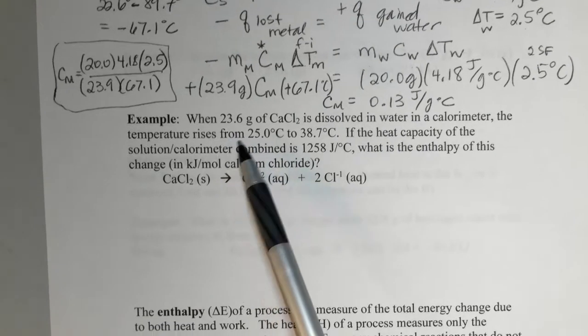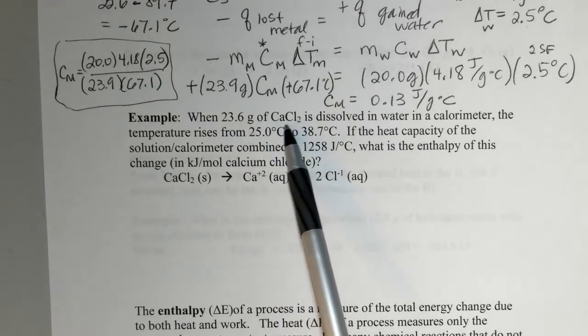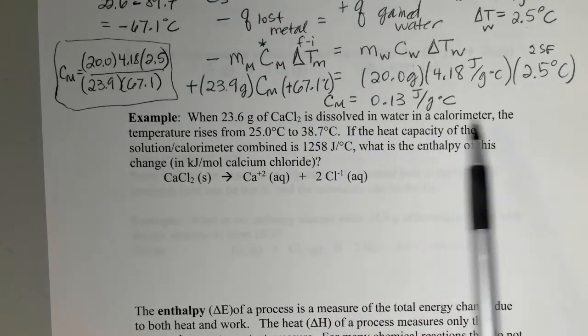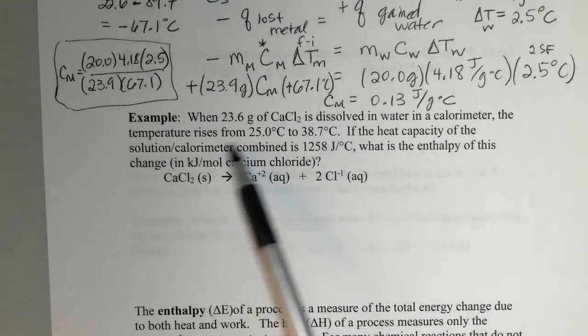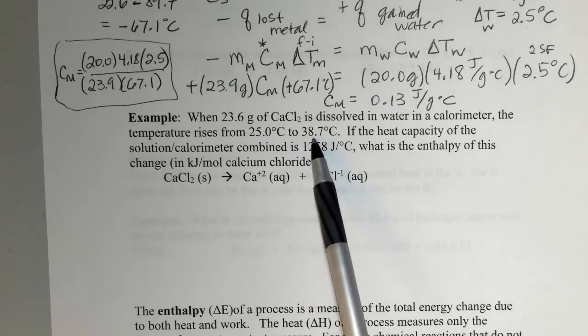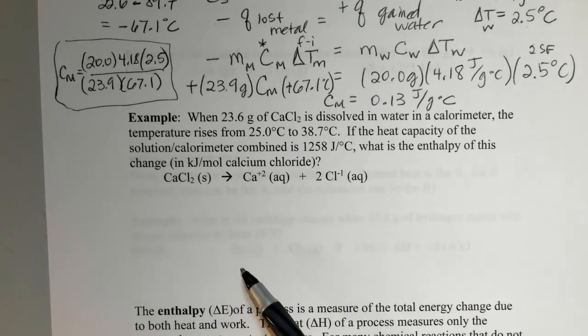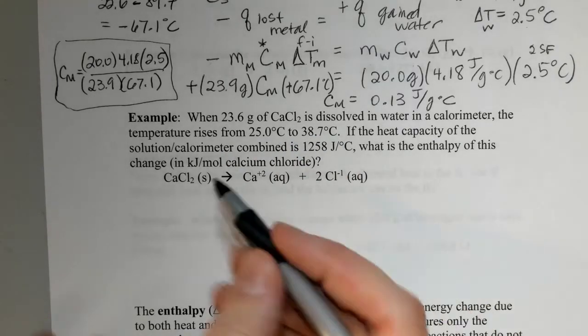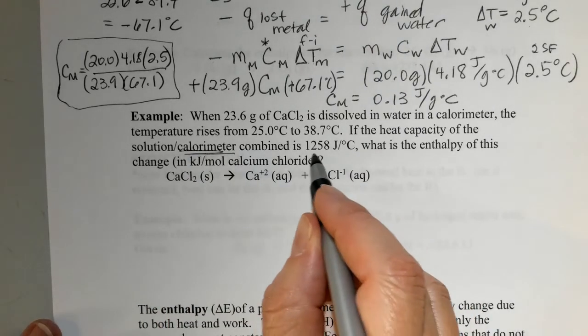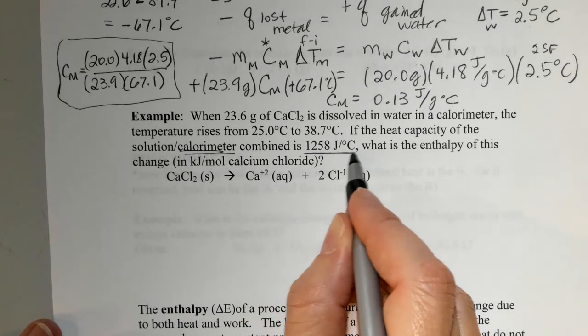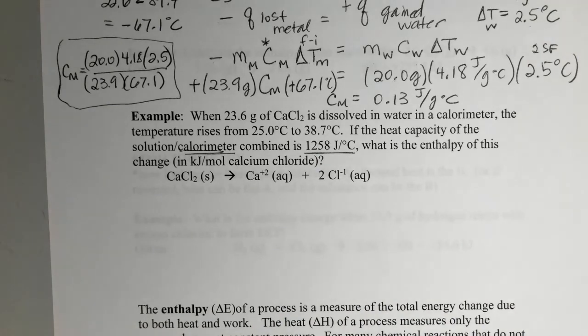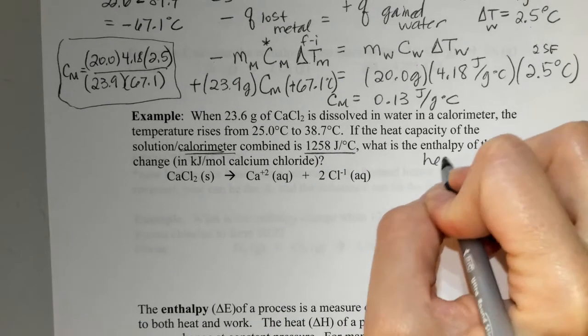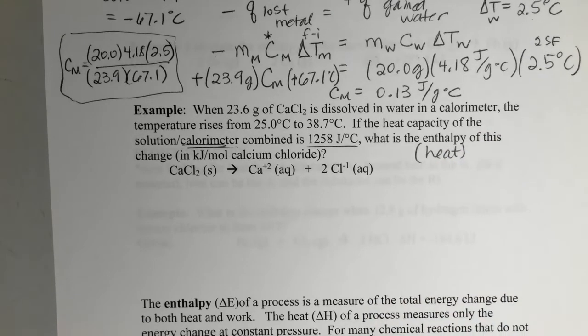It says we've got 23.6 grams of calcium chloride dissolved in water in a calorimeter. Temperature goes up from 25.0 to 38.7 degrees Celsius. If the heat capacity of the calorimeter is 1,258 joule per degree Celsius, what is the enthalpy of this change? All right, enthalpy, just looking at heat of the reaction.